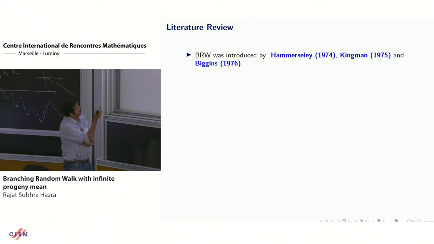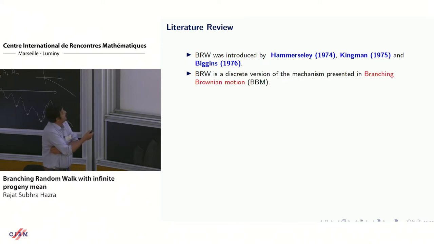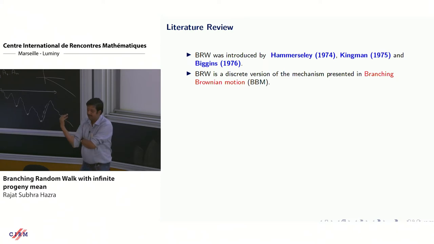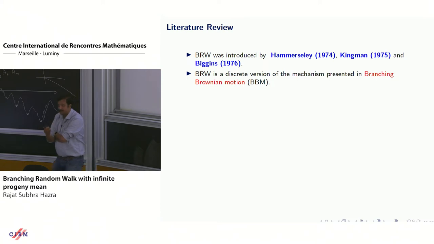So the study of branching random walks was started with Hammersley, Kingman, and Biggins, and our talk will be mostly related to the results obtained in these papers. Branching random walk has a literature from the 70s, but it came from another process with a similar branching mechanism, called branching Brownian motion, where a Brownian motion moves and then splits into particles, and each of these particles again moves in a branching way. And this is much older.